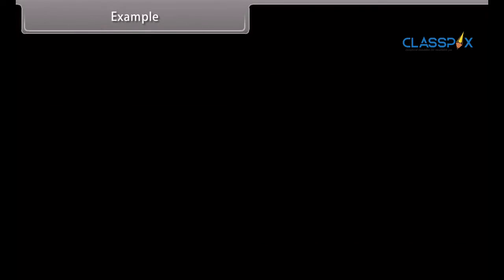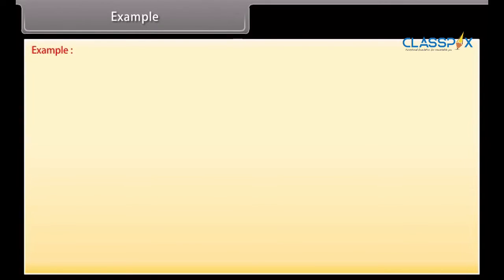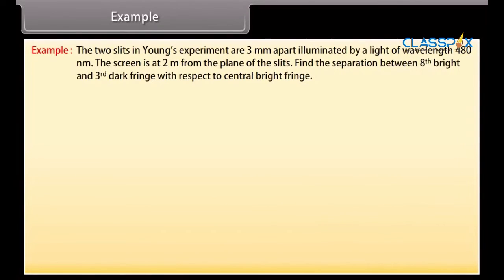Example. Let's take an example on Young's double slit experiment. The two slits in Young's experiment are 3 mm apart, illuminated by light of wavelength 480 nanometer. The screen is at 2 meters from the plane of the slits. Find the separation between the 8th bright and 3rd dark fringe with respect to the central bright fringe. Let's see the solution.